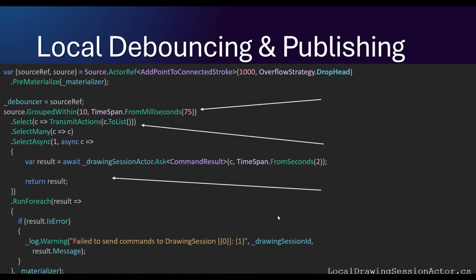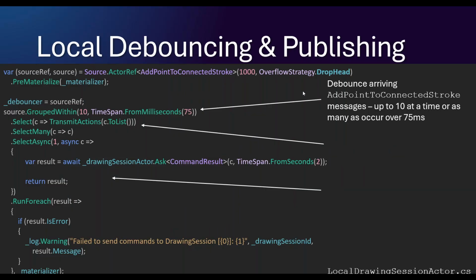So inside our local drawing session actor, in fact, I guess I should go ahead and pull this up. Yeah, now I'll use my little annotations on here. What we're going to do is this is inside the, I think, pre-start method of the local drawing session actor. We're going to engage in some debouncing, meaning that these mouse events can actually be published pretty fast.